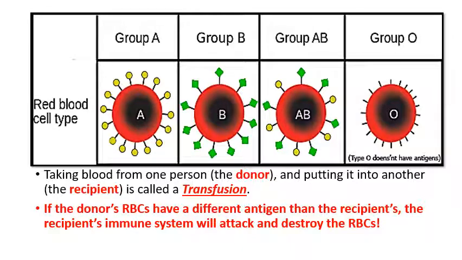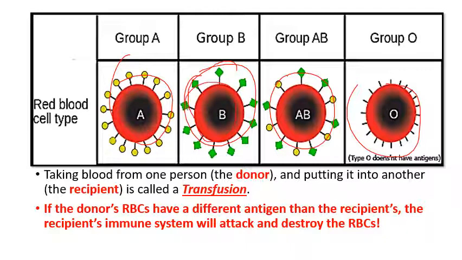So here we have the blood types. This is blood type A, blood type B, blood type AB, and blood type O. Right? So if you take blood cells from a person who has type B blood, a donor, and you transfuse them into a person who has type A blood, the type A person's immune system will destroy those blood cells, and you may as well not have bothered to put them in the first place because they'll just be destroyed.